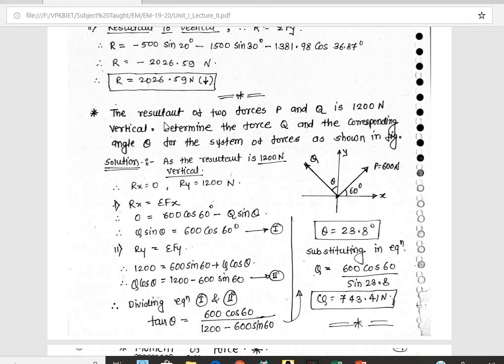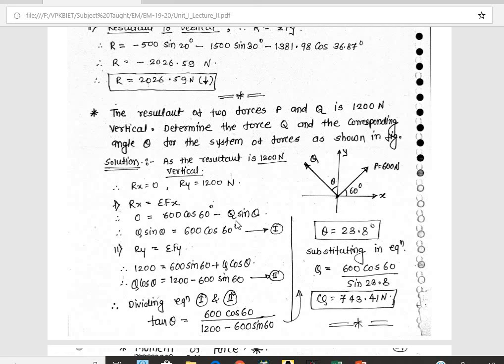Next, the resultant of two forces P and Q is 1200 Newton vertical. Determine the force Q and the corresponding angle theta for the system of forces shown in the figure. As the resultant is 1200 Newton vertical, summation Fx is equal to 0 and Fy is equal to 1200 Newton. So summation Fx is equal to R x, 0 is equal to 600 cos 60 minus Q sin theta. Therefore, Q sin theta is equal to 600 cos 60.